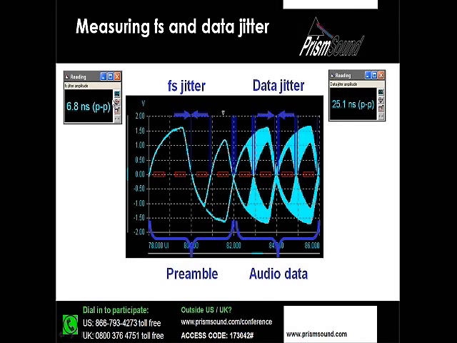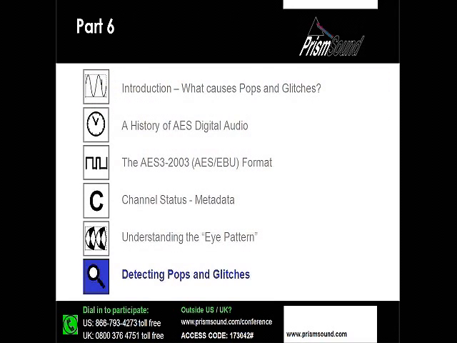And by the way, all of this can be done either with the DSA-1 or the D-scope while you're running program, because this can be in a loop-through mode inserted into the signal chain, and we can be looking at this and measuring these quantities while you're broadcasting. All right. Now let's get into some real-world measurements here, where we're going to show you how you can go about detecting pops and glitches.